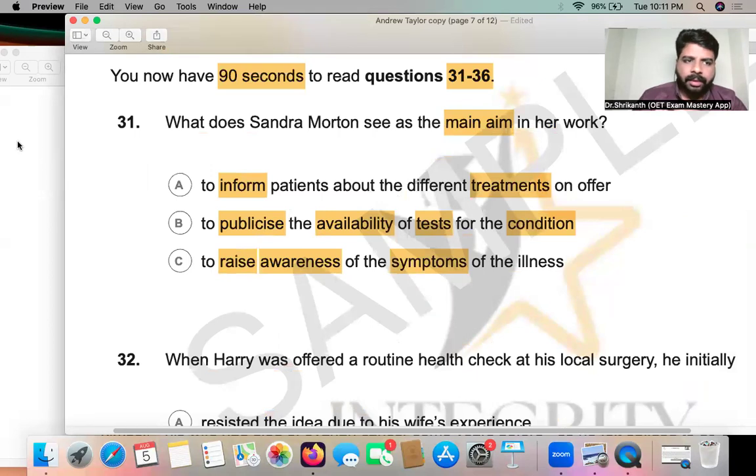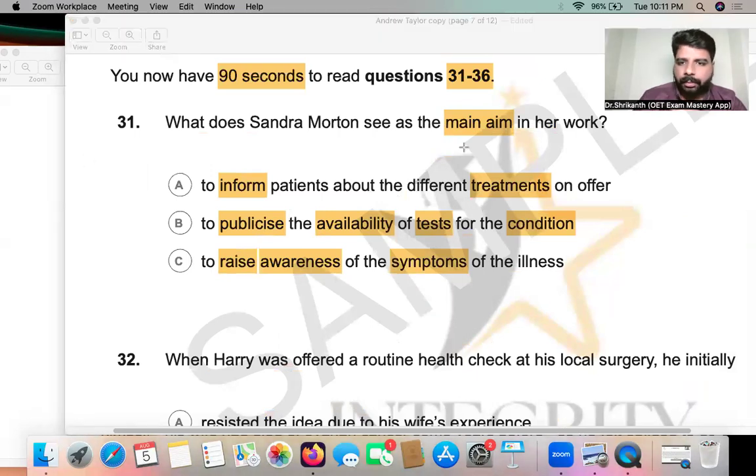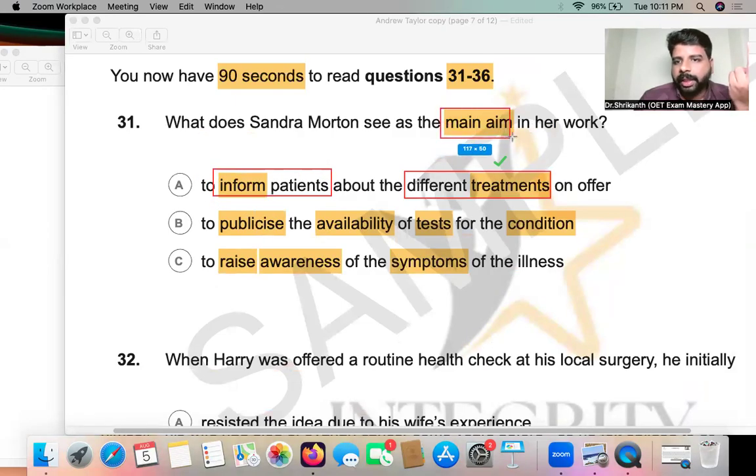Now see over here, the first keyword is available treatments. The different treatments are mentioned in the audio, but more importantly, what is the verb over here? To inform patients, right? So do you think that the main aim of Sandra Morton is to provide information to patients? No. She's telling about treatments.